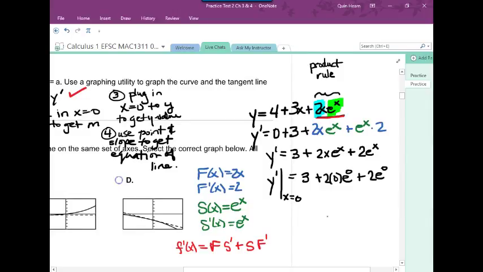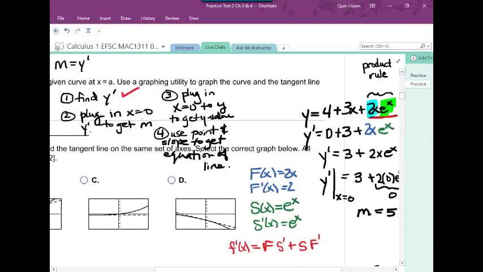Okay, so the slope of the function at x equals 0 is going to be 3 plus, now this is just going to be 0. E to the 0 is 1, so this is going to be 2. So it's 3 plus 2, which is equal to 5. So our slope is equal to 5. All right, so that was step 2, plugging in the x value of the point we're interested in to find the slope at that point.